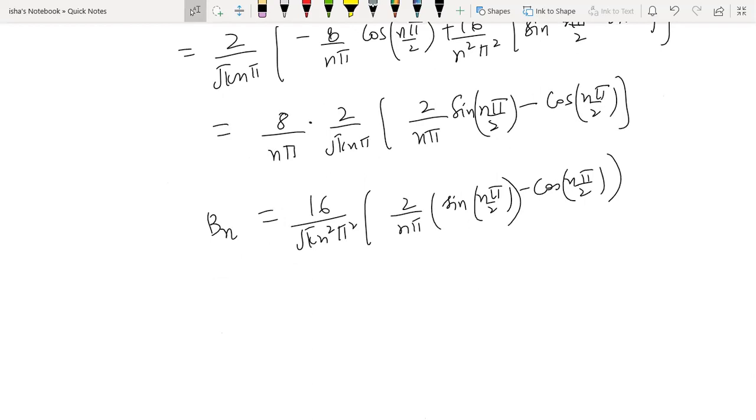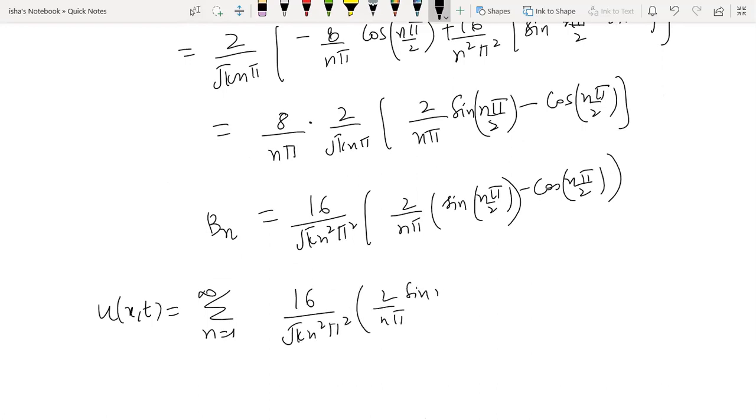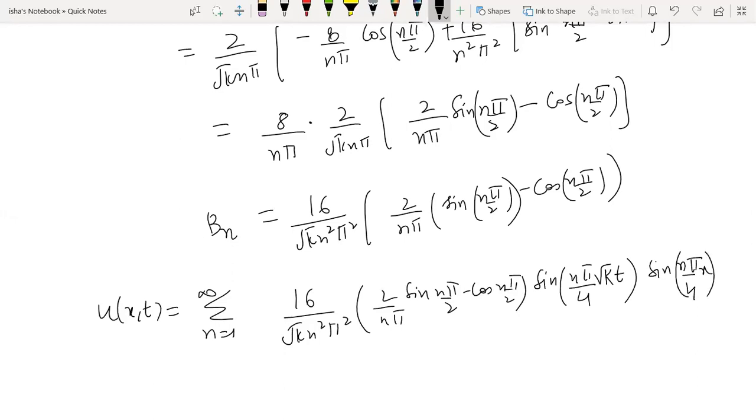So your final solution is going to be u(x,t) equals summation, where Bn, which you just substitute here, gets multiplied with sine n pi by 4 square root k t and into sine n pi by 4 x. So this is the final answer for this particular question.